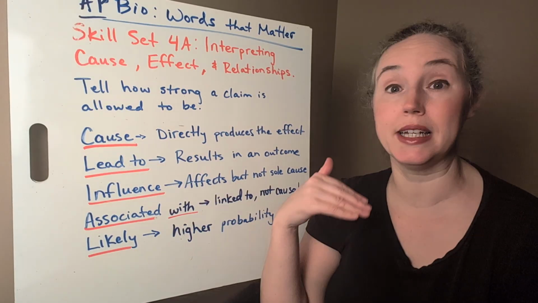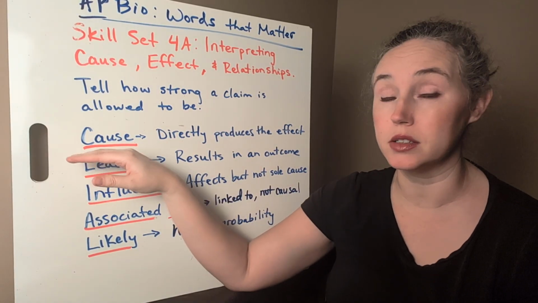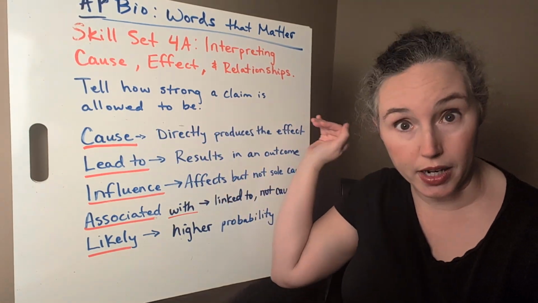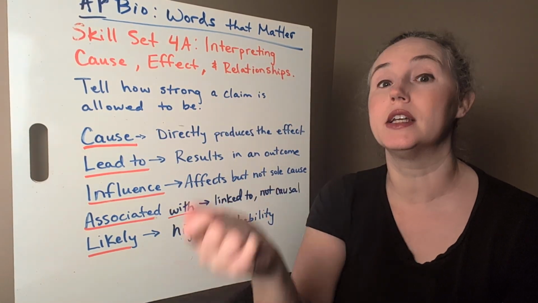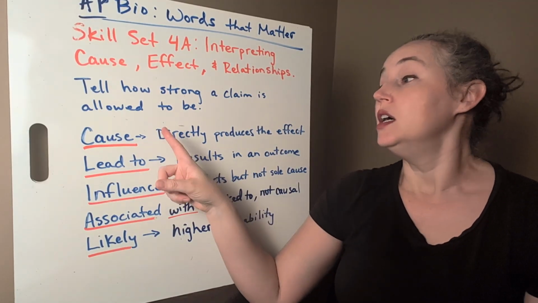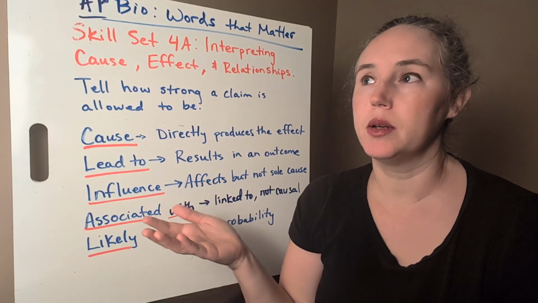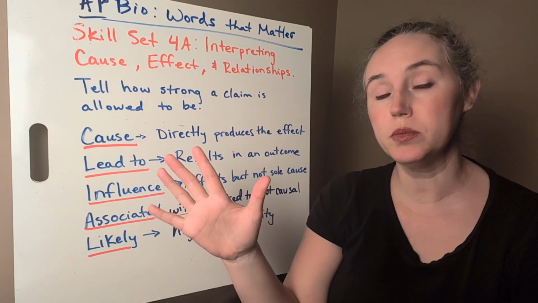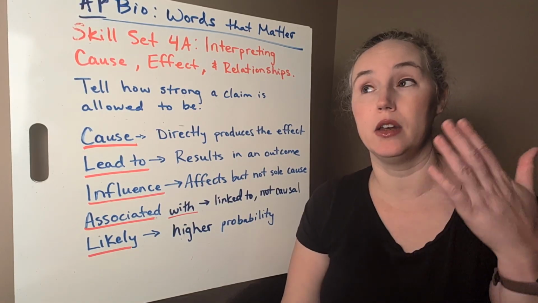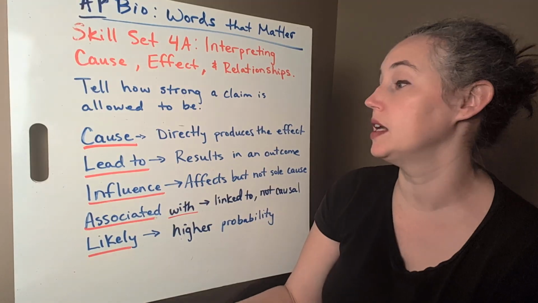Okay, our first word is cause. So when AP Bio says cause, it's looking at the thing that directly produces the effect. It is the root. It is the culprit. That's the thing that did it, absolutely. So an example of how you might see that in the AP Bio exam would be something like a frameshift mutation can cause a change in protein folding. That's true, and that's a good example.